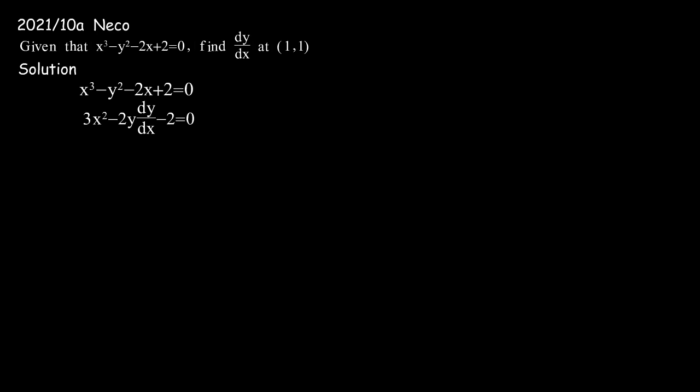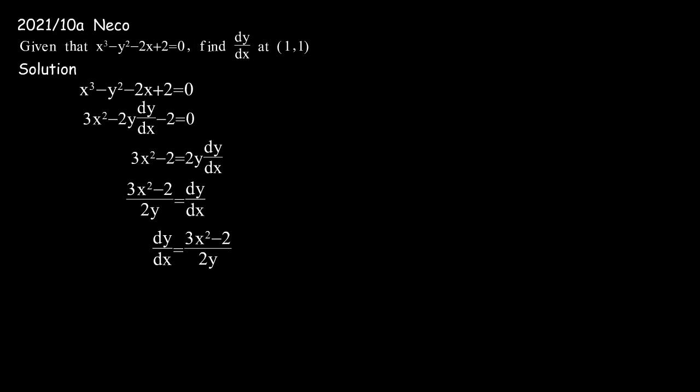The next step is to separate the component with the dy over ds. Doing so, 3s squared minus 2 will be equal to 2y dy over ds. That is, we brought minus 2y dy over ds to the other side, and since it's crossing over, the negative sign changes to positive. At this point, we are going to be dividing both sides by 2y to make dy over ds stand alone. Dividing both sides by 2y, it becomes 3s squared minus 2 divided by 2y will be equal to dy over ds. Similarly, dy over ds is equal to 3s squared minus 2 divided by 2y.